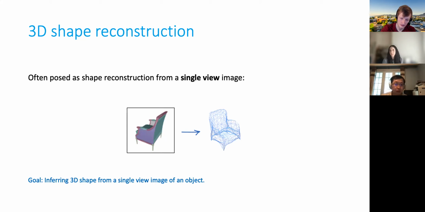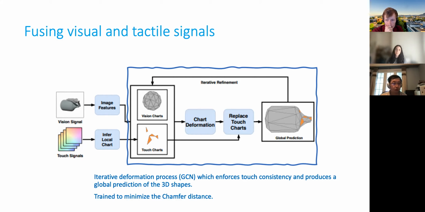We then initialize the vision charts as a sphere and project the visual signals coming from the input image onto all charts. That way we have some features coming from the input image at each one of the vertices of these charts. And then we feed all the charts, the visual and the touch charts, into an iterative deformation process, which leverages recent advances in graph neural networks and where we enforce touch consistency. That is, at the end of this deformation process, the touch charts are copy-pasted back to their original position in such a way that we fill in the missing information of the 3D shape by leveraging the visual signals. As a result of this process, we gain a global prediction of the deformed charts. We get an object prediction, and the whole system is trained to minimize the chamfer distance.